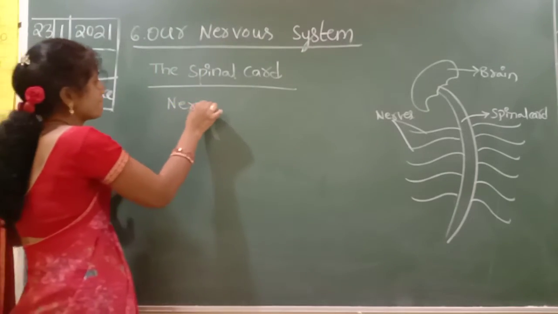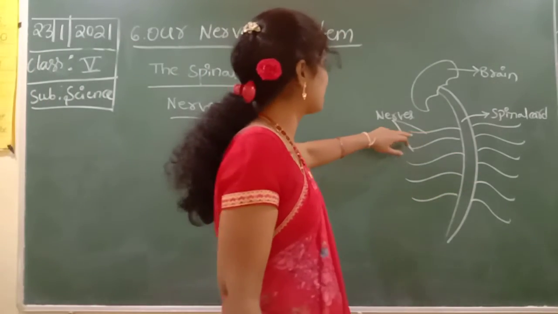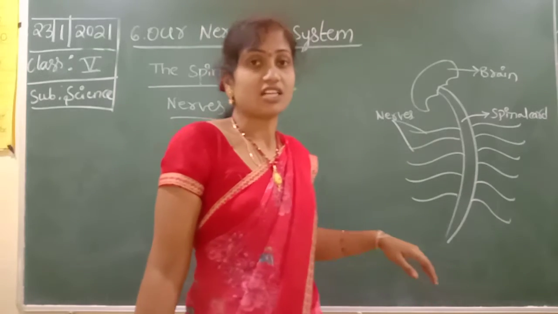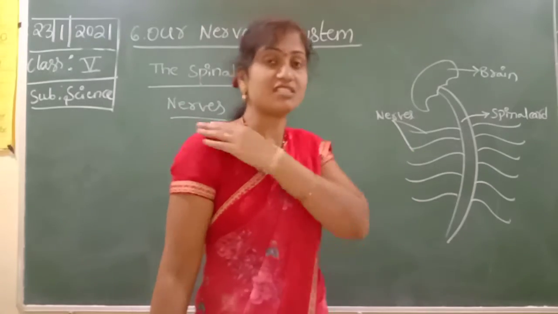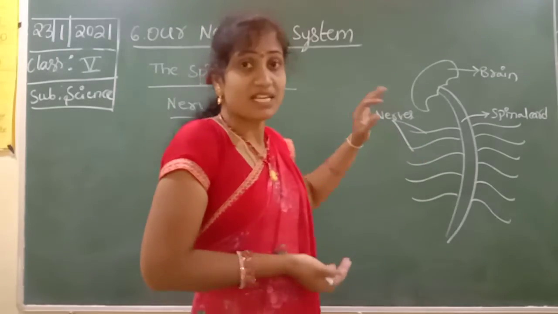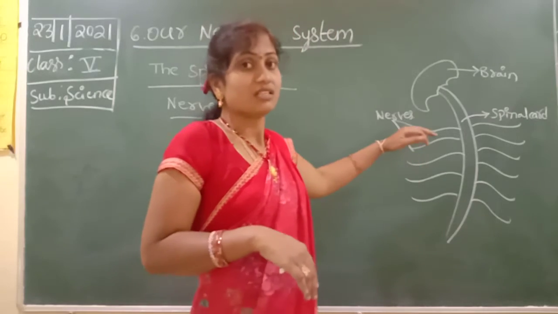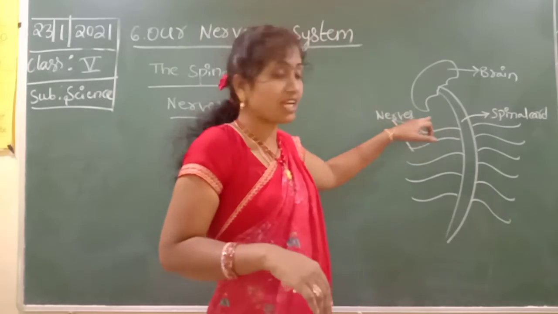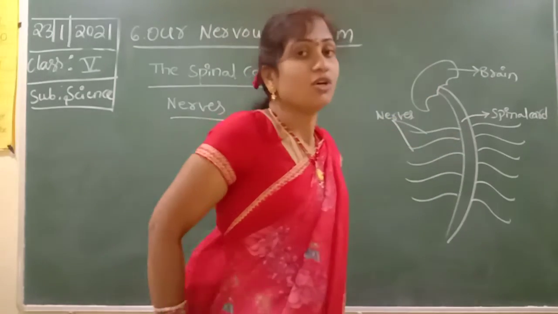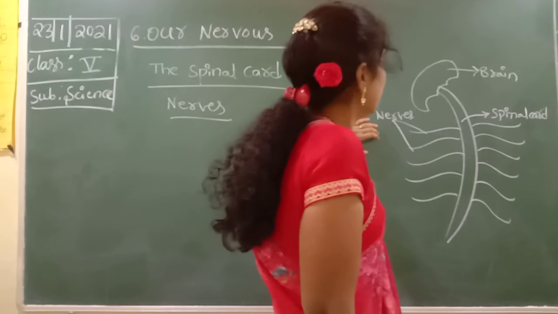Next, nerves. Nerves are long thread-like structures that carry messages between the brain and the spinal cord. These all are called nerves. Nerves carry messages from the brain to each and every body part. The messages are carried by the nerves only. They are connected through our spinal cord and attached to the brain also.